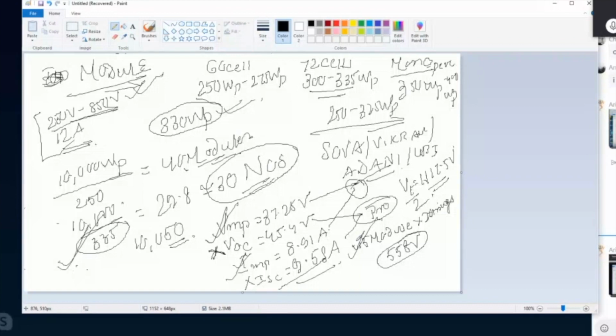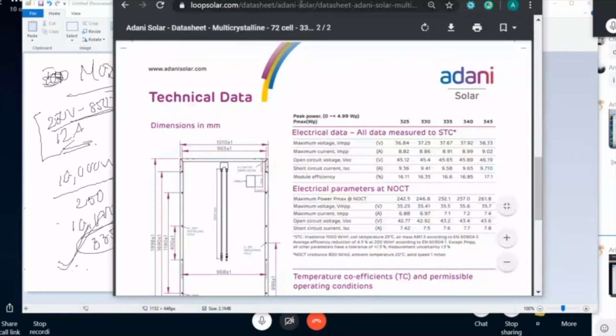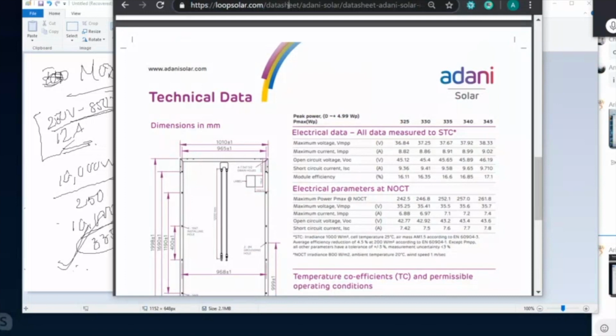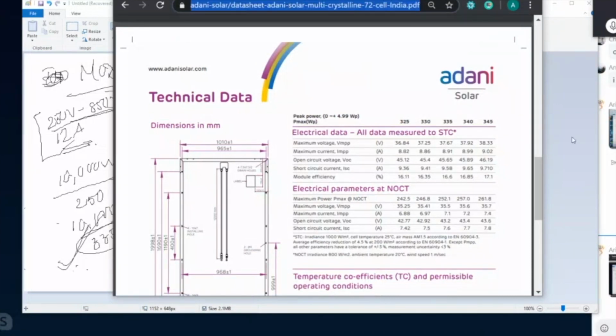Arijit, I would request you, please take the snapshot and share. In the meantime, I'm giving you the data sheet for Adani. You can just keep it for your reference.